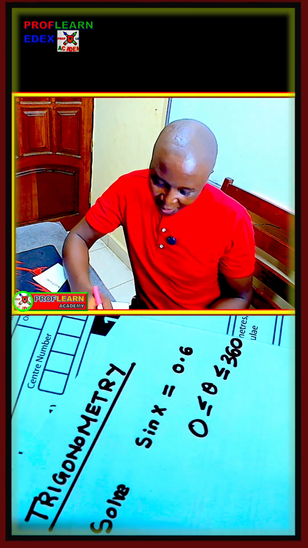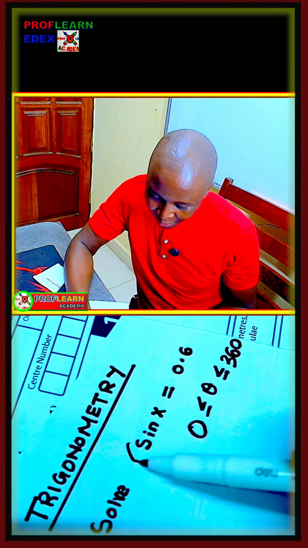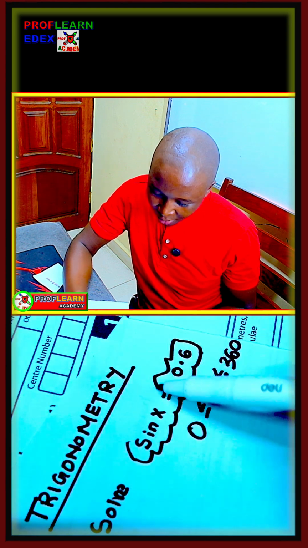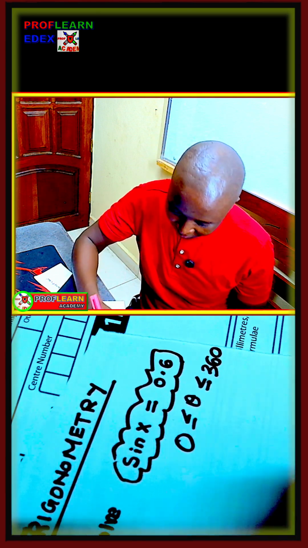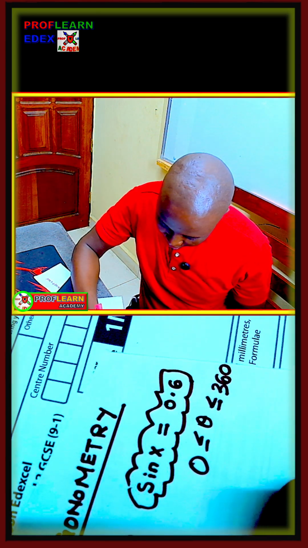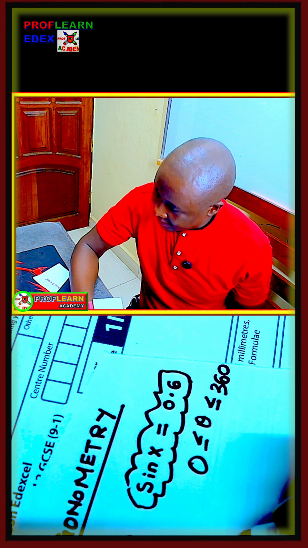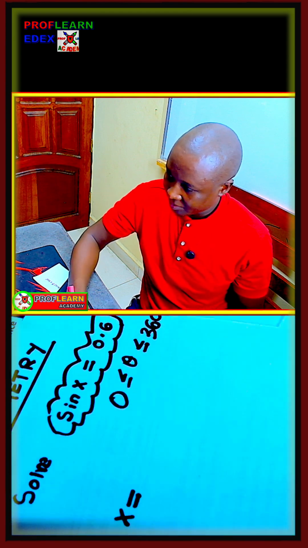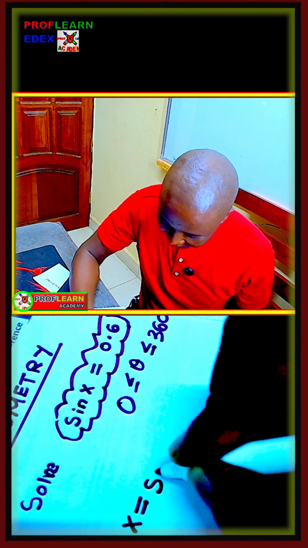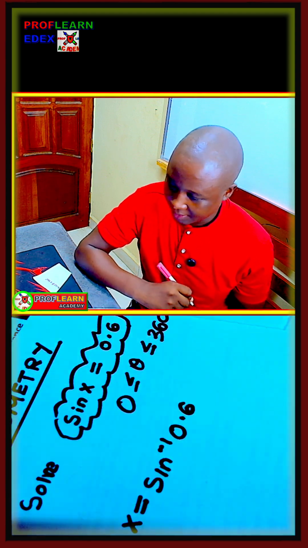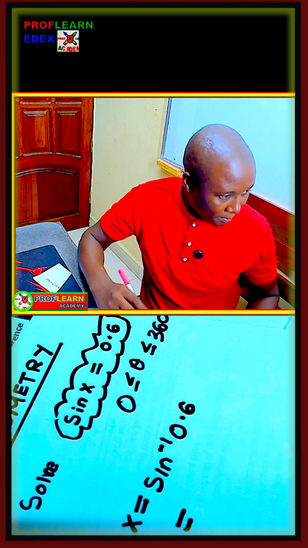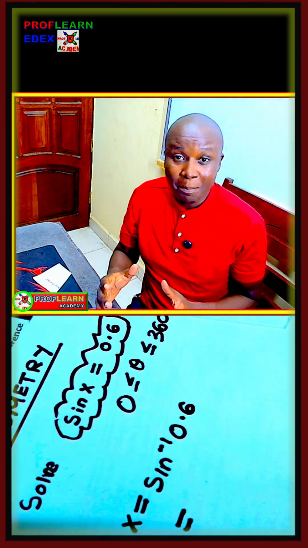IGCSE students were given this question and told to solve sine x equals 0.6. This is what they were supposed to do. We are going to say x equals sine inverse of 0.6, and this is going to enable us to get what we call the principal angle.